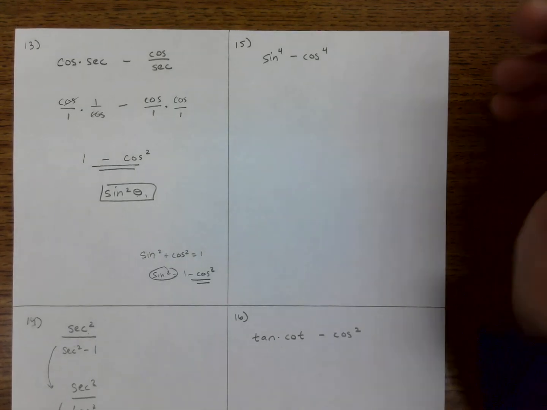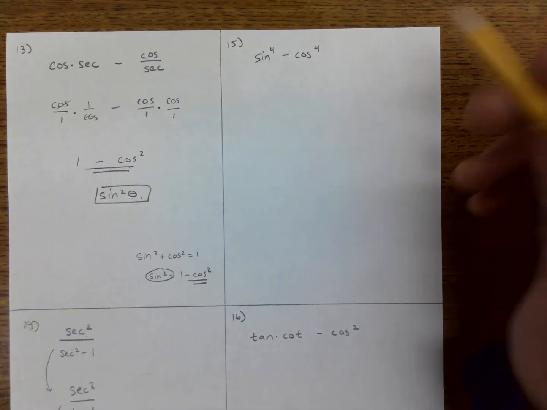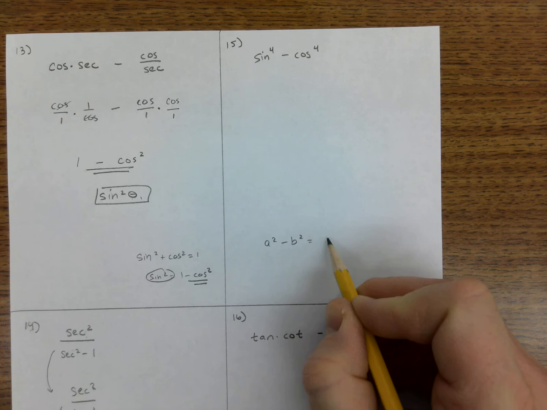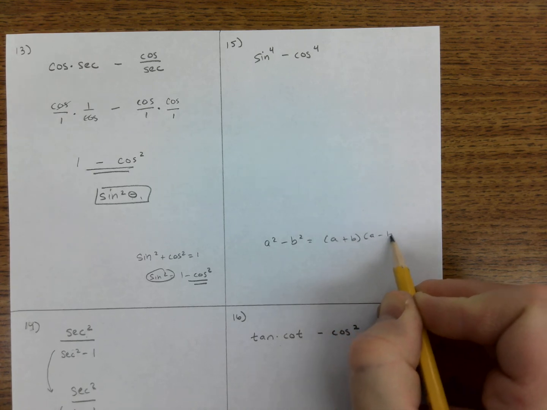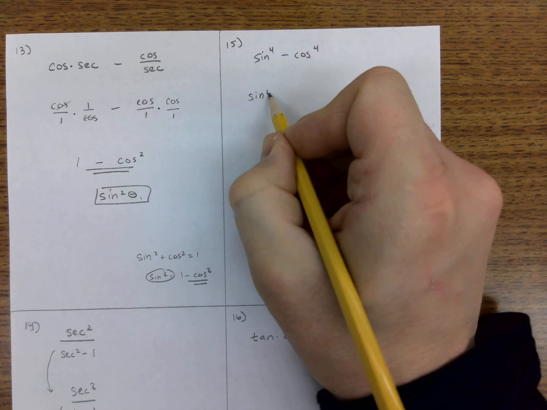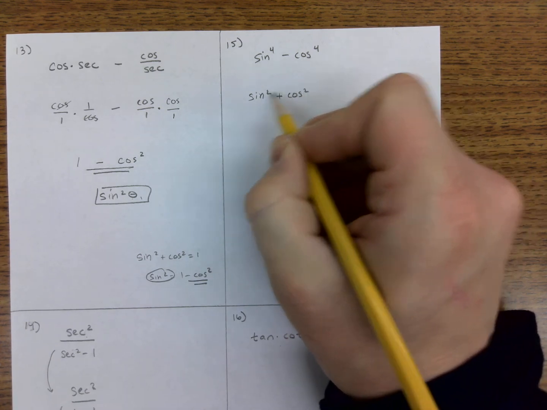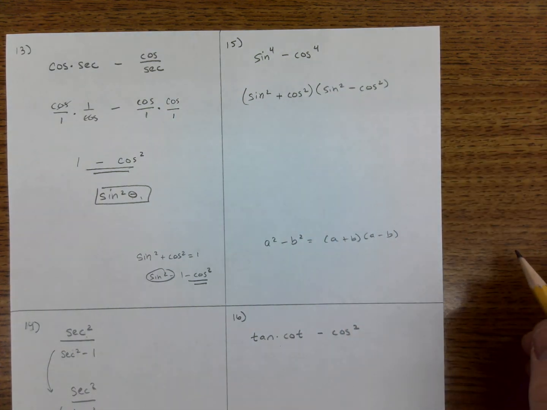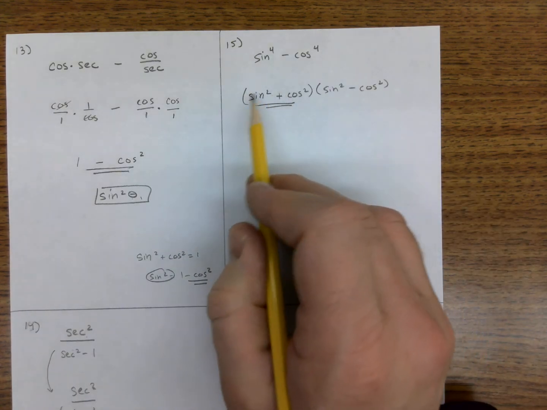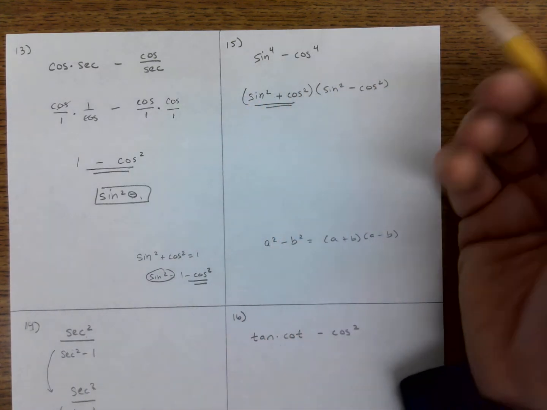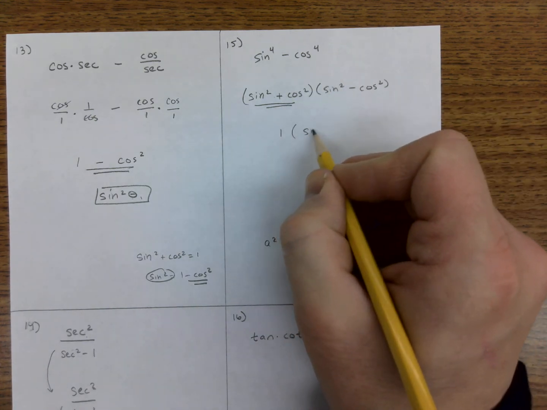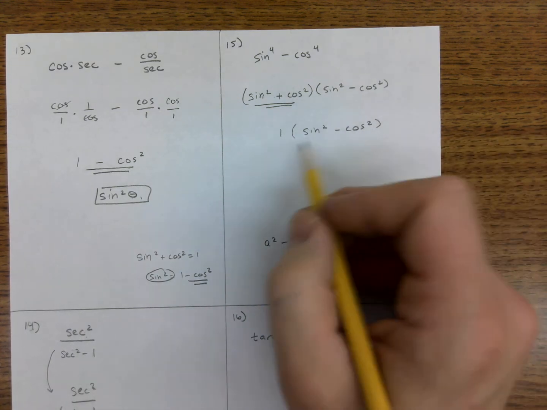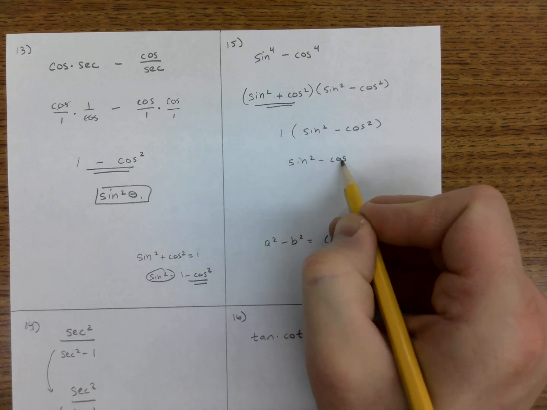Problem 15. What do we do from here? It's already in sines and cosines. It's not going to be a Pythagorean identity, but it is a squared minus b squared is equal to a plus b times a minus b. So this would be sine squared plus cosine squared times sine squared minus cosine squared. And then we should recognize this as a squared plus b squared is c squared, and in a unit circle it's just 1, so this is 1 times sine squared minus cosine squared. And this is just going to be sine squared minus cosine squared.